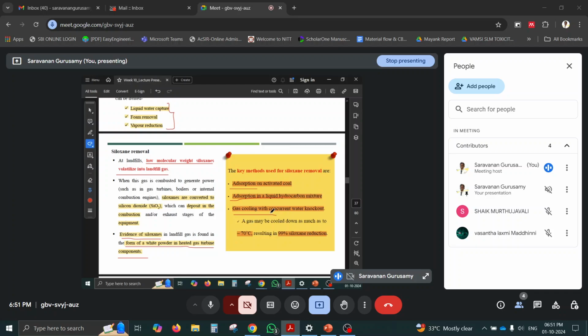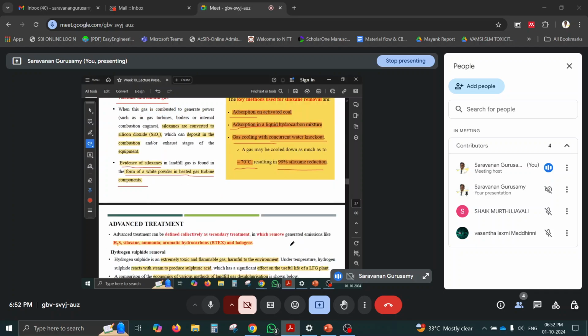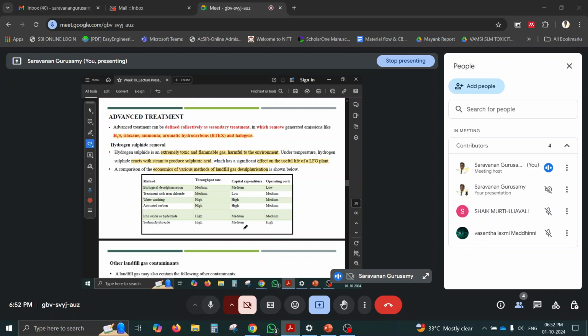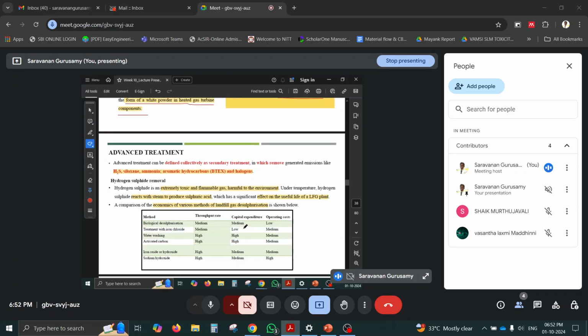That's called the concurrent water knockout mechanism. Whenever we reduce the temperature of the gas to minus 70 degrees Celsius, 99% of the siloxane will settle, and only the gas will be taken out. These are all primary treatments to remove siloxanes and moisture.